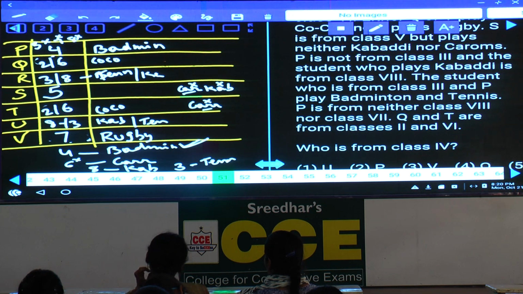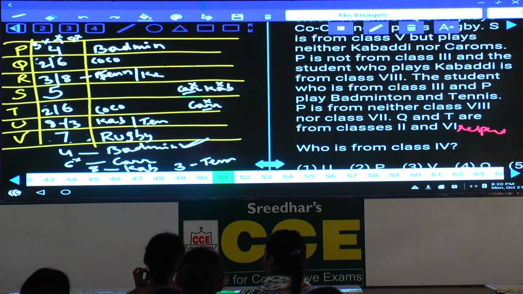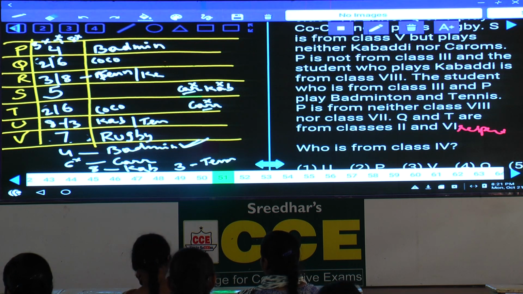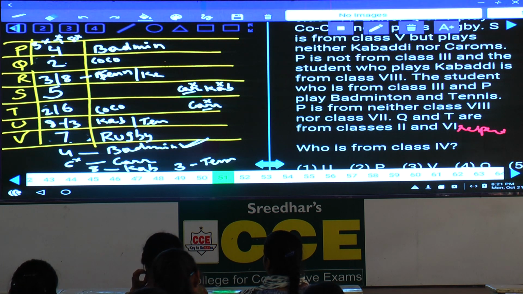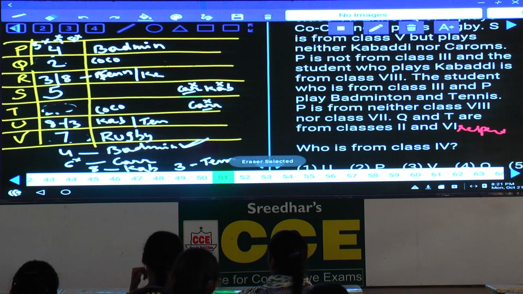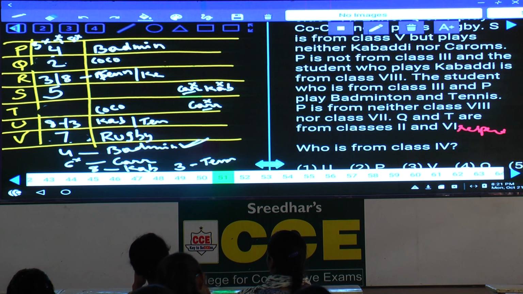Here one piece of information is not clearly given. The word respectively is there. If respectively is not there, this cannot be finalized. Now you put 2 and 6. Respectively means Q must be 2nd class. If Q is 2nd class, then this person is 6th class. Now this 6th class person is not playing caroms.